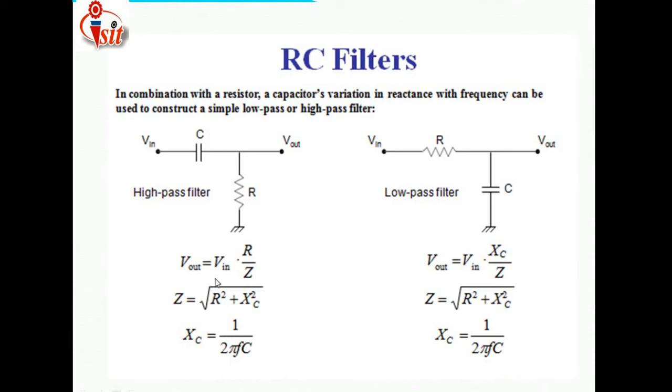Then Vout is equal to Vin into R by Z. Vout is equal to Vin into Xc divided by Z. This is related to output voltage and this is related to input voltage. Then Z is equal to the square root of R square plus Xc square, where Xc is equal to 1 upon 2 pi Fc.